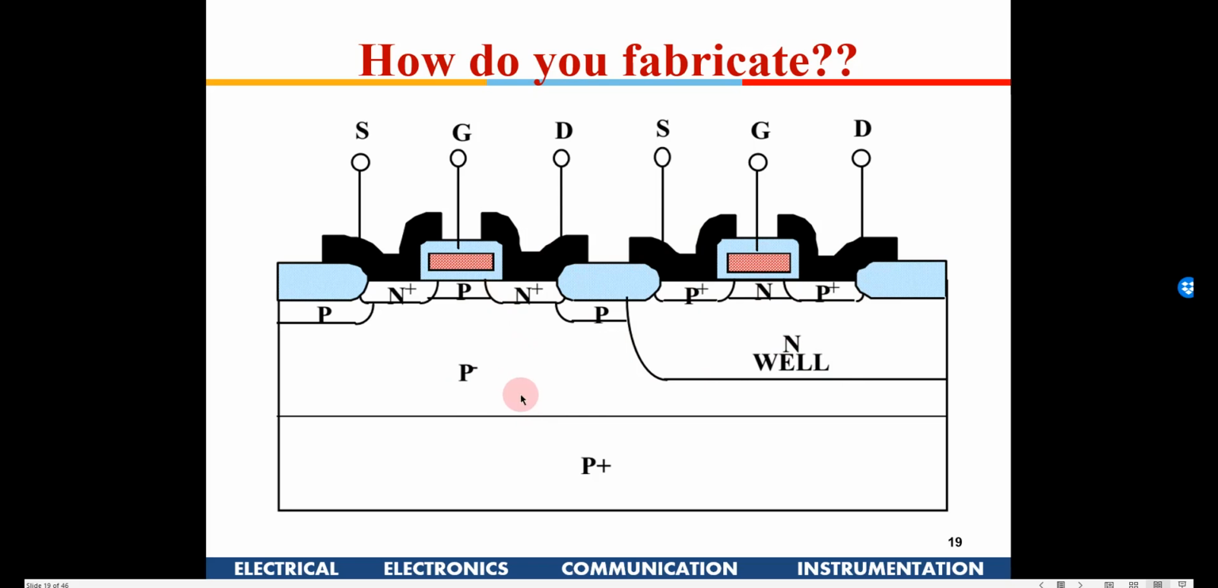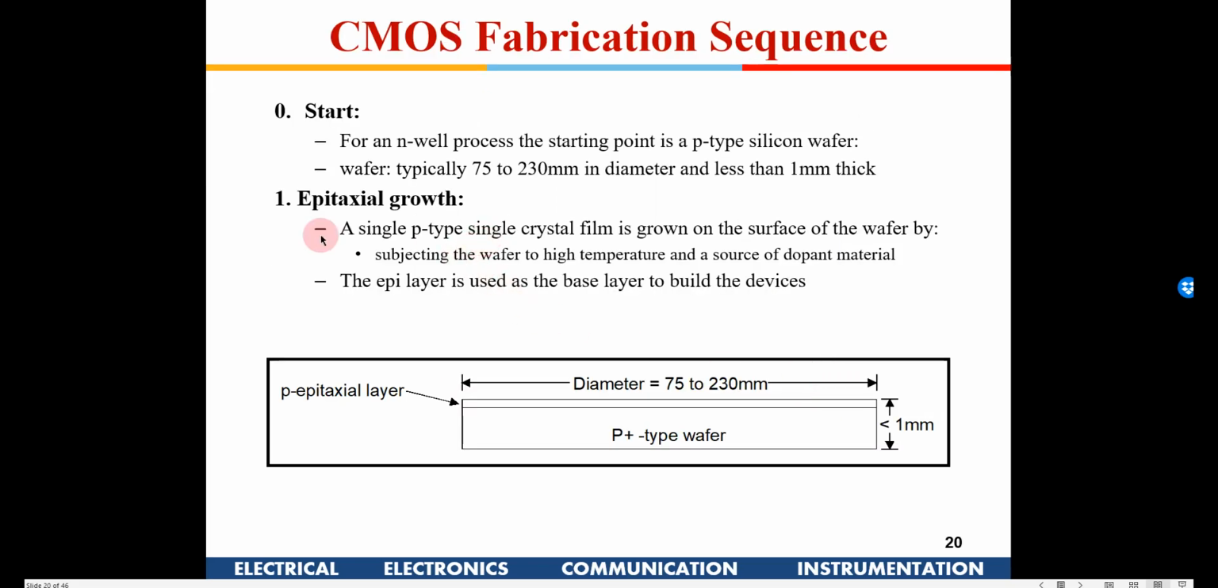In the final chip we need to have these kinds of devices. So how to go about doing that? So this is the starting process. The first starting point is having a wafer. Generally wafers are 75 to 230 mm in diameter and less than 1 mm thick. On that you develop a clean silicon P epitaxial layer.